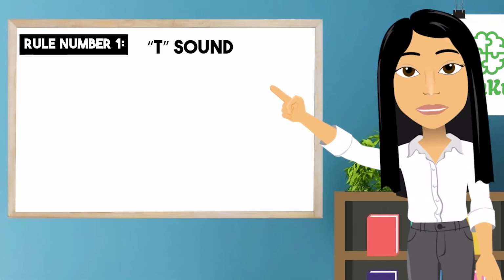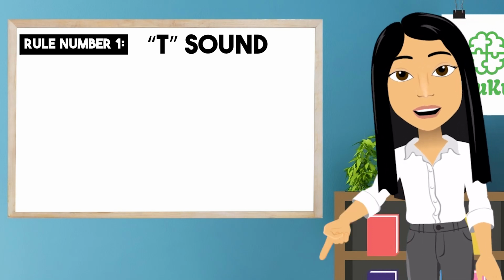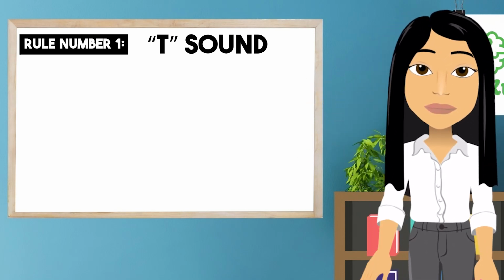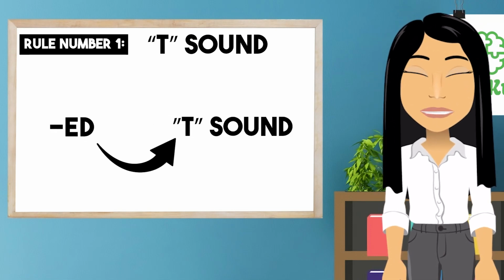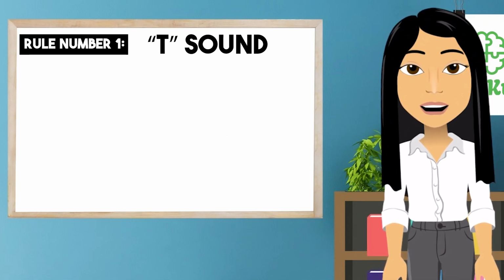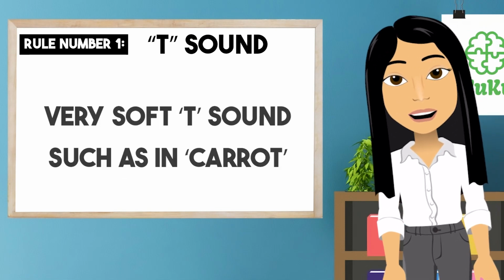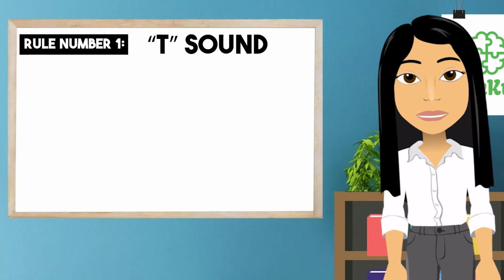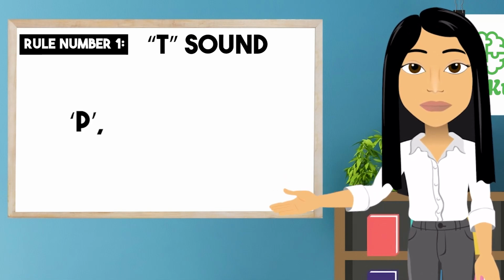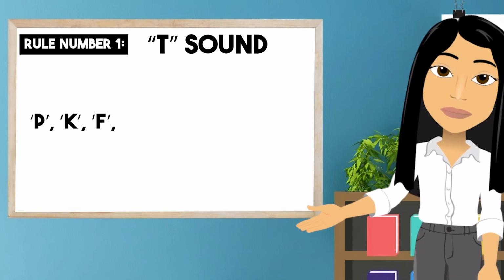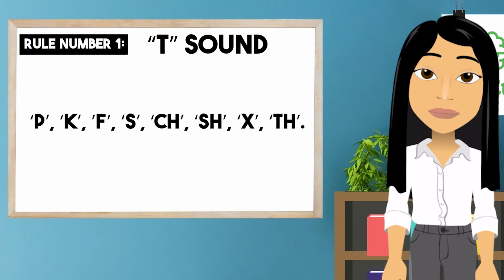Rule number 1, T sound. We'll start with our voiceless consonant sounds. Remember, no vibration with these. After these sounds, the final ed will take on a T sound. The T sound comes as a surprise to many students. It is a very soft T sound, such as in carrot. The same T sound needs to be made with verbs that end in the following consonants: P, K, F, S, J, Sh, X, and Th.